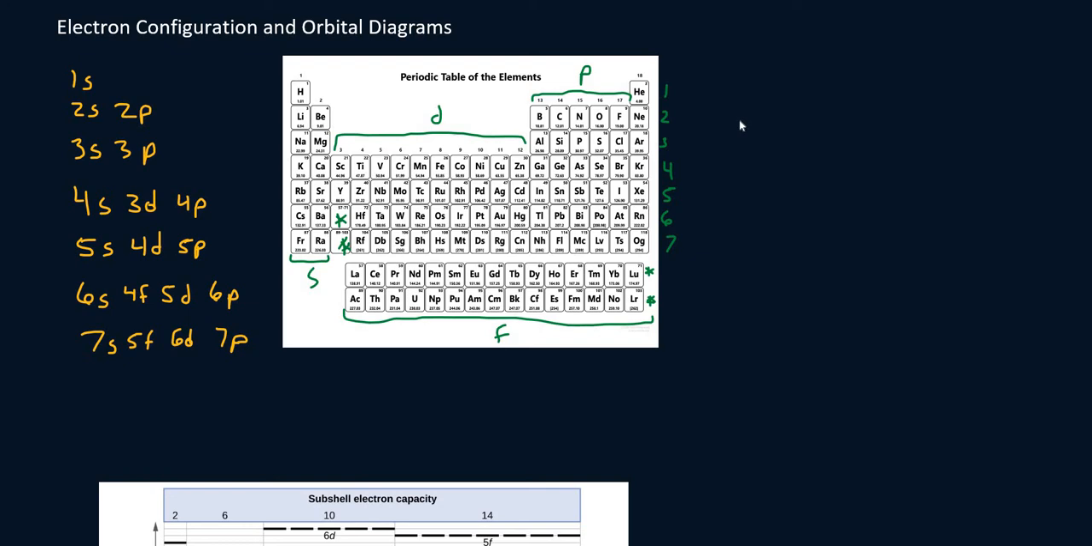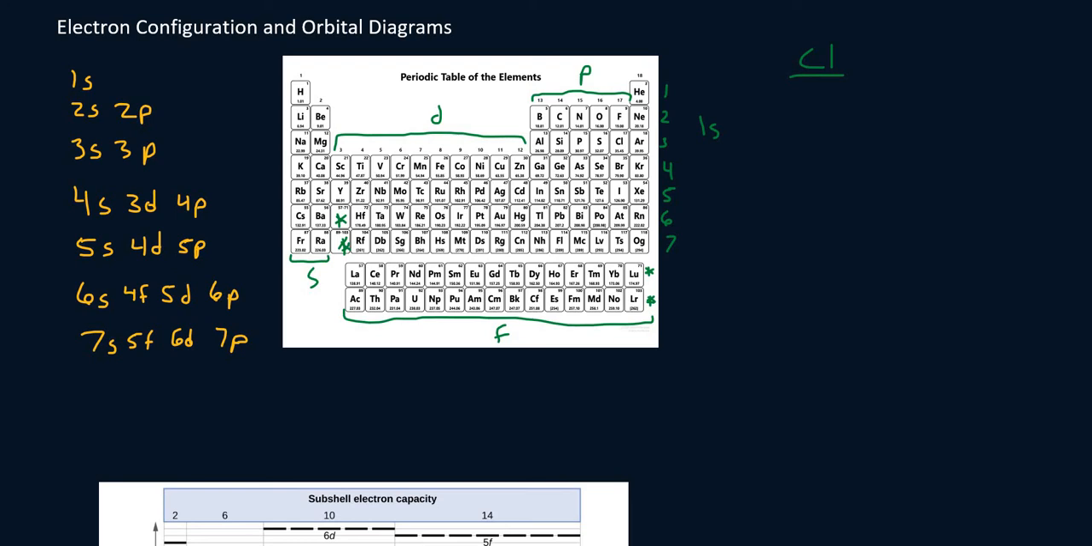So let's take an example. Let's say we wanted to write the electron configuration of chlorine. Just regular old chlorine. So how would we go about writing the electron configuration of chlorine? Well, basically, we're just going to write out every single electron that's in chlorine using this system. So we're going to start with 1s.